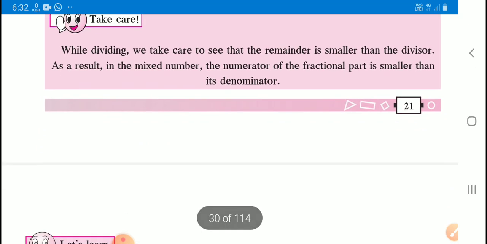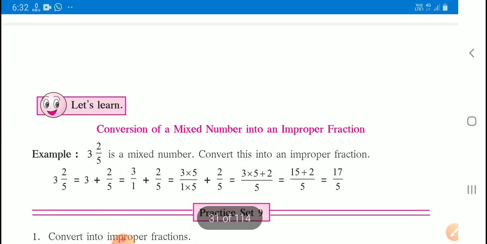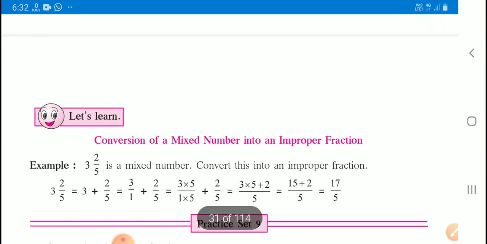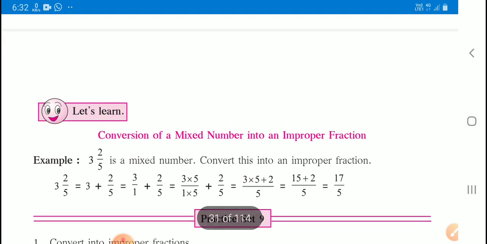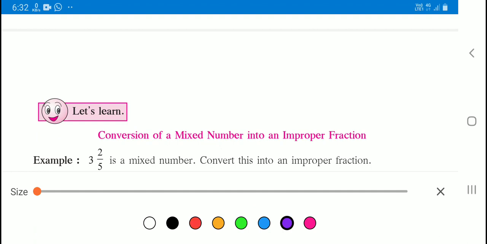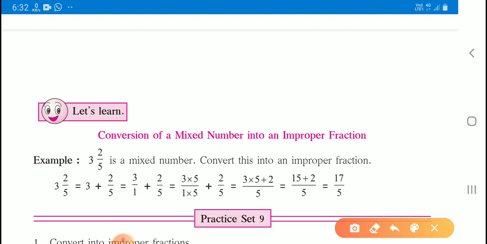Okay. Now, we will see the conversion. We have seen the conversion of an improper fraction into a mixed number. Now, we'll see the conversion of a mixed number into an improper fraction. So, here they have given one example that we'll see first. That example is the mixed number 3 and 2 upon 5. This is the mixed number. We have to convert this number into an improper fraction.